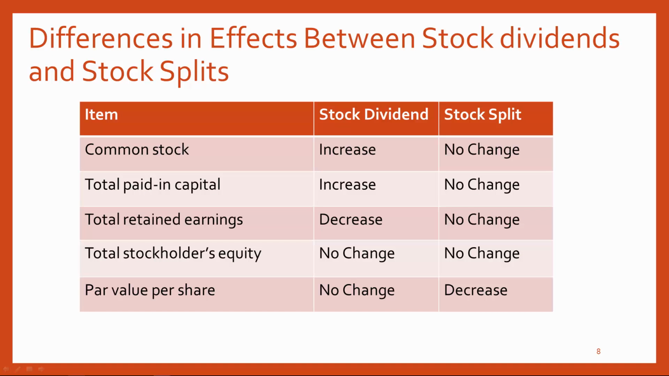Here is a little summary that shows the difference between stock dividends and stock splits. A stock dividend is going to increase the common stock account in terms of dollars. It also increases the paid-in capital section of your equity. It usually decreases retained earnings, because you use retained earnings to issue those shares of stock. But overall, total stockholders' equity, the entire stockholders' equity section of the balance sheet, does not change, and the par value of the shares does not change. On a stock split, there are no changes to any of the dollar amounts, but your par value per share decreases, because you're taking each share and basically splitting it into smaller shares.